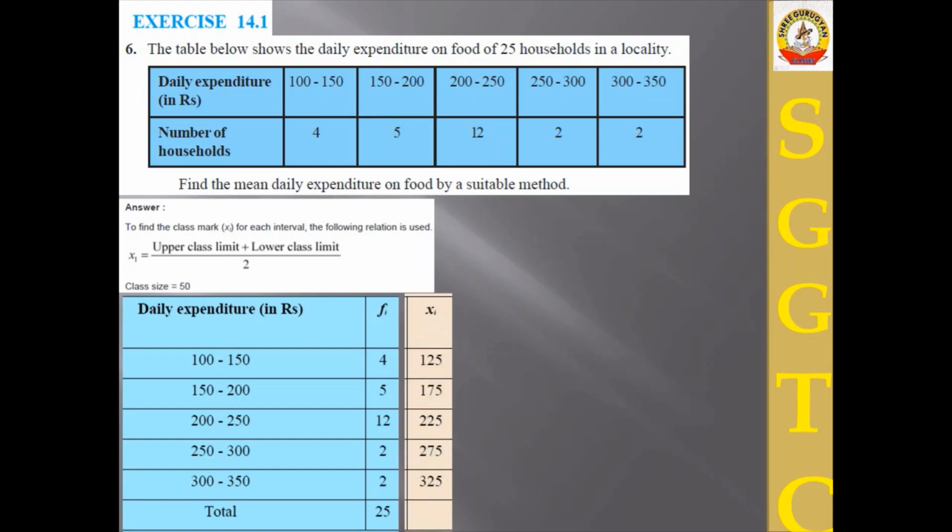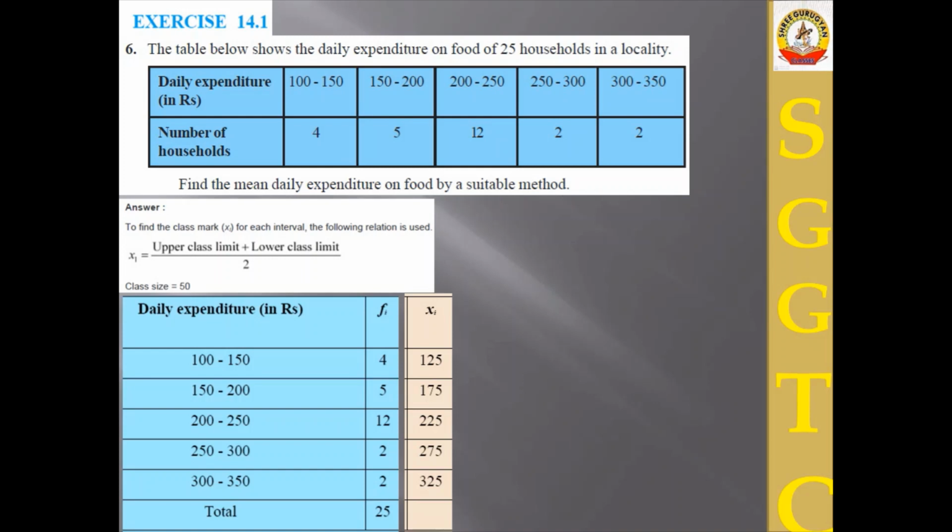Now I am going to Xi. Xi means the mid value. Yes students, I have already written the mid value formula, or class mark formula: upper class limit plus lower class limit by 2. That means 100 plus 150 divided by 2. So 250 divided by 2 is 125. Now easily add 50 to all the data: 125, 175, 225, 275 and 325.